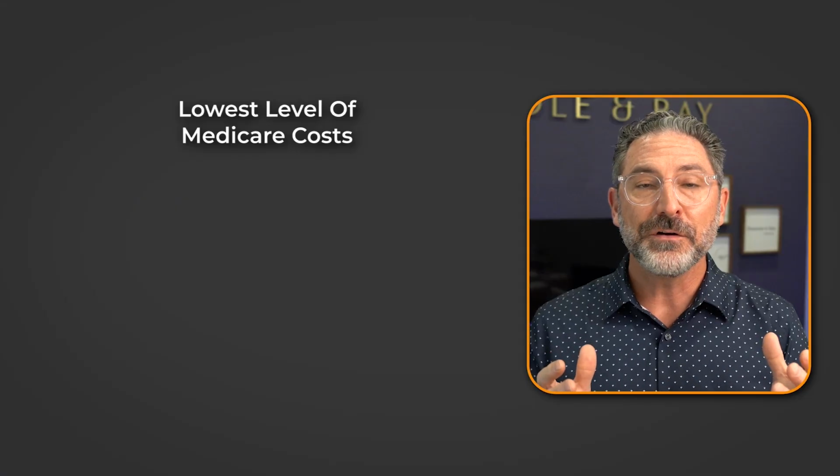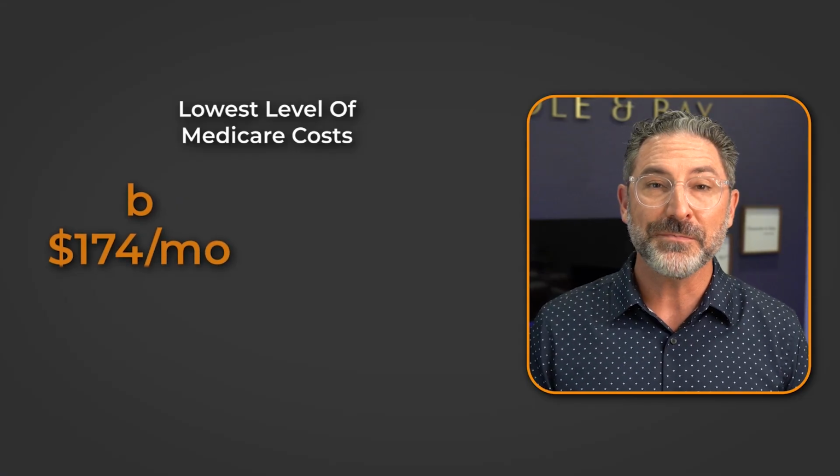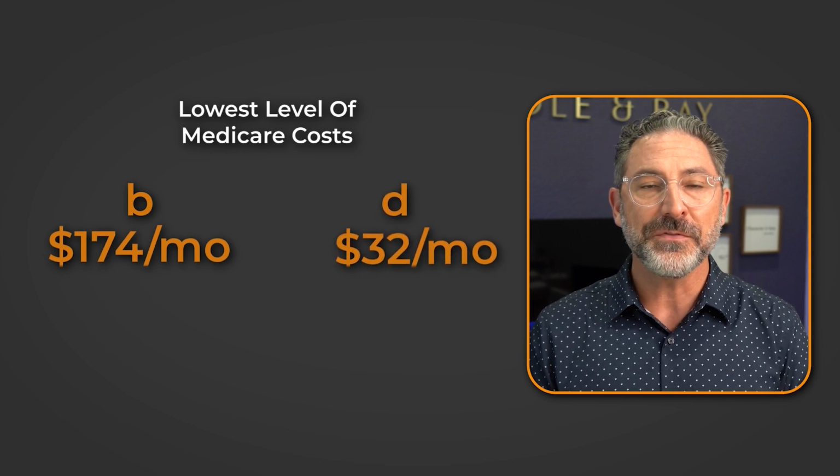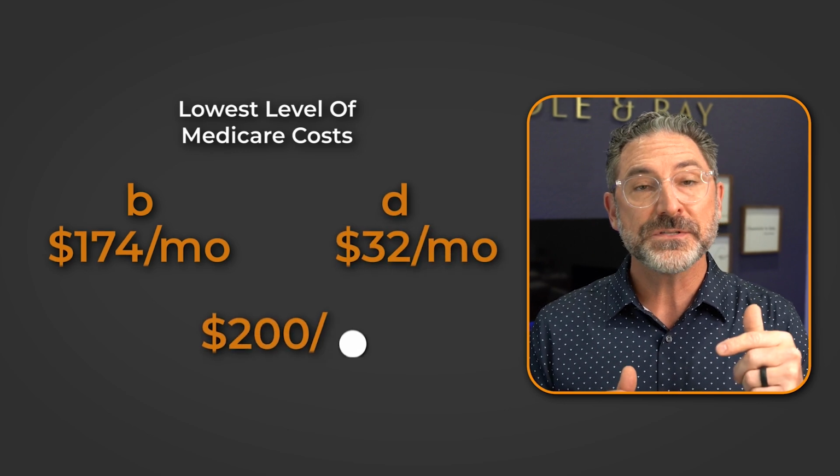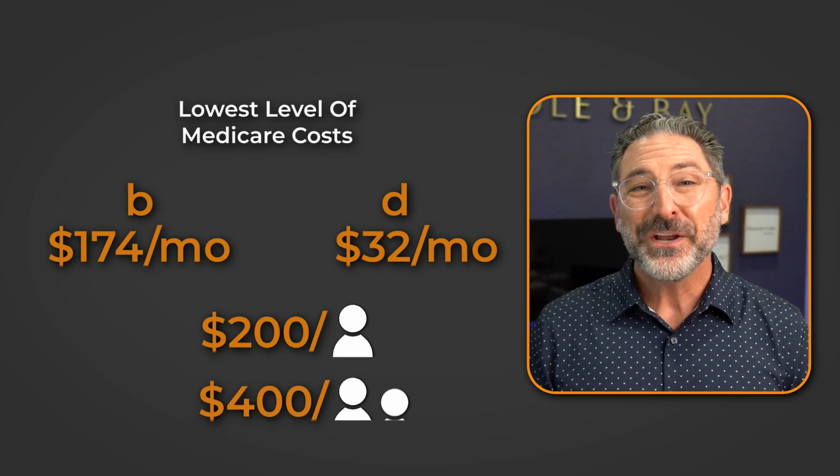Now, the lowest level of cost for B is about $174 a month, and for Part D is $32 a month. So let's just say about $200 per person, so $400 per couple. But here's where people get caught off guard, and that is, in addition to that, we may have some out-of-pocket costs. T. Rowe Price did a study on this, and they estimated that the out-of-pocket costs could run anywhere from $200 a month to $400 a month per person. And then we're going to add to that the complication that Medicare does not cover custodial needs. That's long-term care.